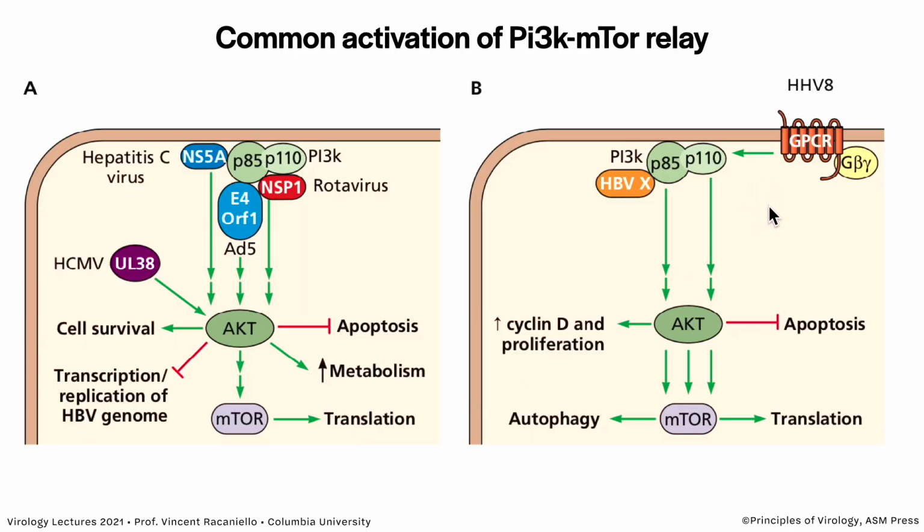And on this slide, another two examples. Here's hepatitis B virus X protein, and also the herpes virus 8 genome encodes a G protein coupled receptor, multipass protein, which interacts again with PI3K, stimulates AKT, and you get, again, cell division and translation increase. So there are common pathways among these different viruses.